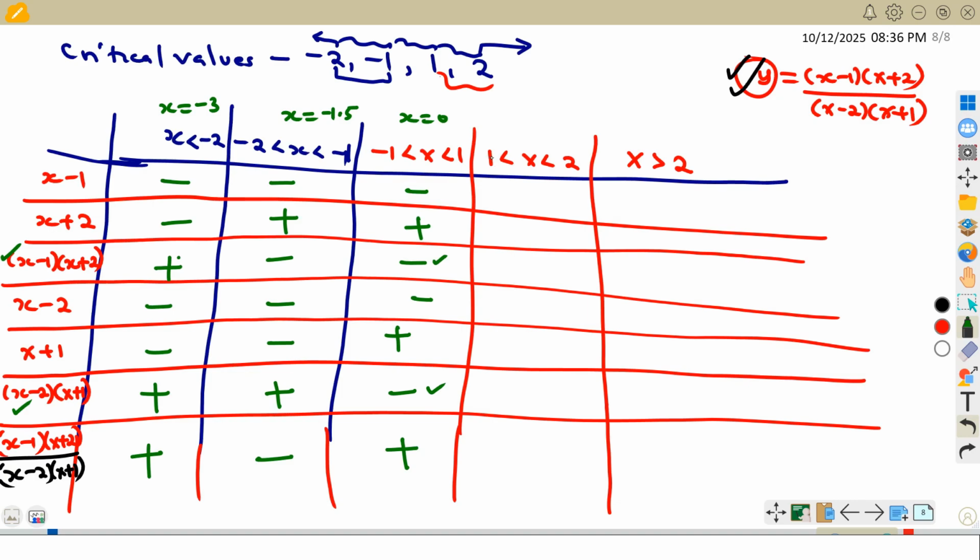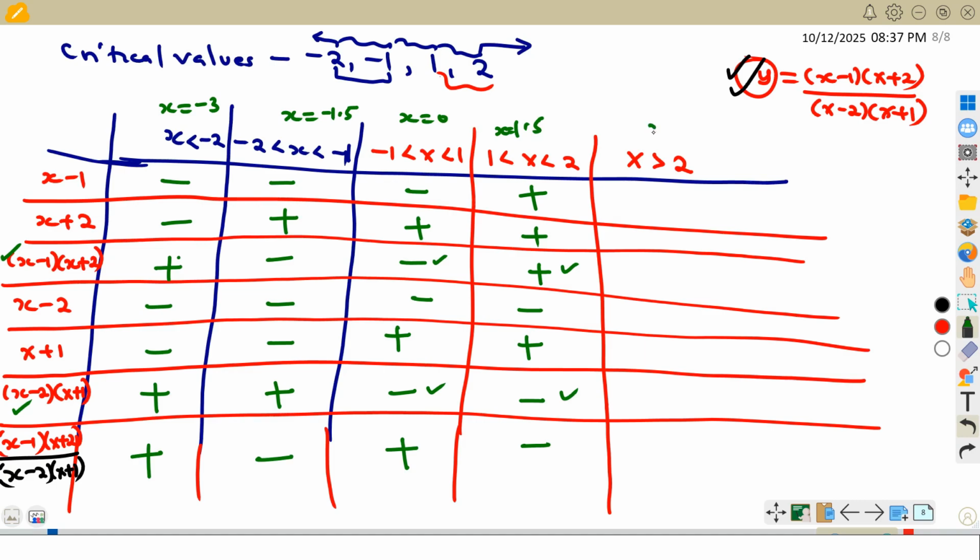Next, we shall have 1 less than x less than 2. We can take a point like x equaling 1.5. Place it here, it will give us a positive. Place it here, it will give us a positive. So the result will still be a positive. 1.5 placed here will give us a minus. Placed here will give us a positive. Multiply the two, you will get a minus. And lastly, we divide this and this to get the final expression, and that will be a minus.